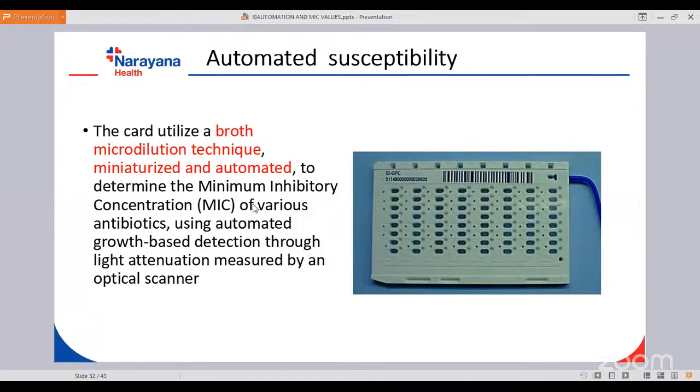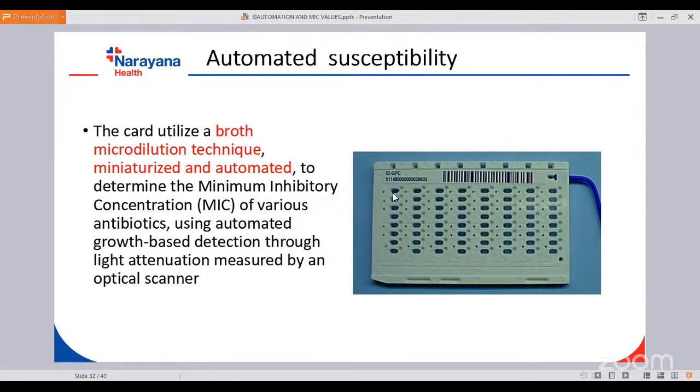Thank you. Okay, so the card gives you the MIC values. How it does is a little interesting. Each window has got 3 antibiotics in it. What you do is you take the organism that you've grown and make it interact with these antibiotics at different concentrations. If the antibiotic is powerful and it kills the bacteria, then there'll be clearing in these windows, which is picked up by the machine.